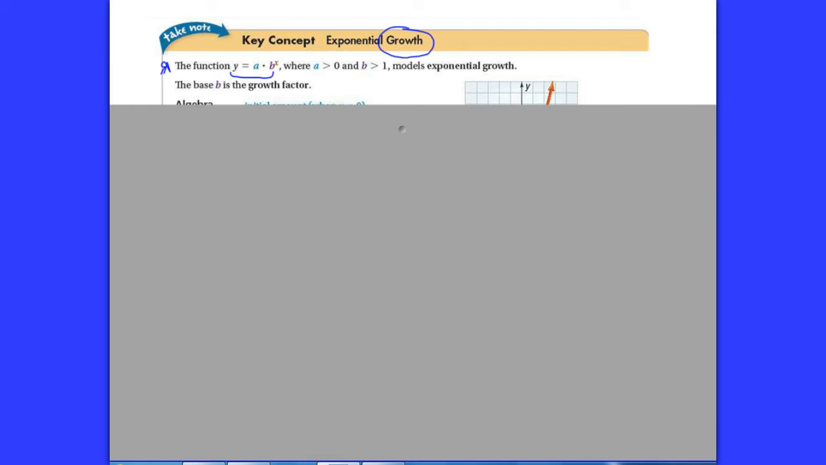Now, this is really important right here. a is greater than 0, okay, and b is greater than 1. That models exponential growth, all right, and that b, that base b, is called a growth factor. Growth factor. Okay, that means this value as time goes on is going to grow, and exponentially it grows quite quickly. That b is greater than 1. That's really important that you understand it's greater than 1.